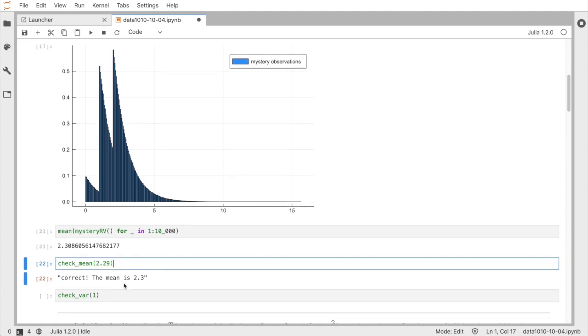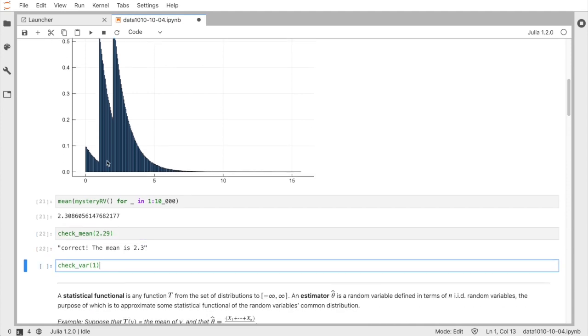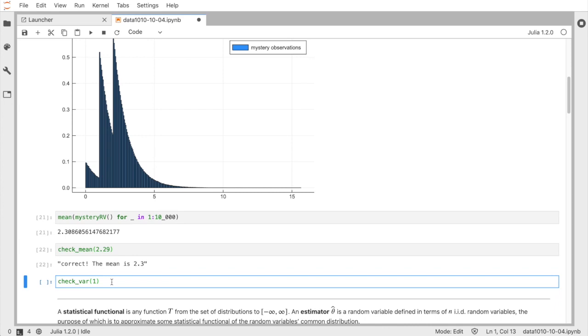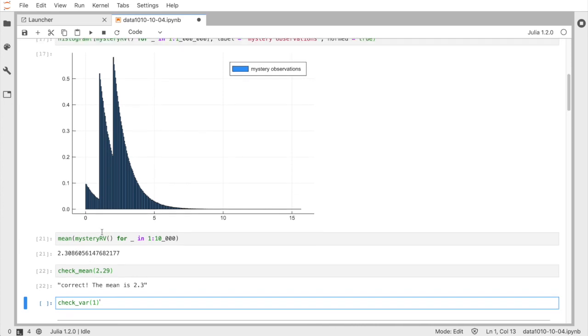So that's quite close. To find the variance, we could again try to eyeball it from the histogram, but it's going to be very hard to do precisely. It's just the average squared distance to this mean. But what we can do instead is the same idea. We can do Monte Carlo estimation, simulating the random variable whose expectation is defined to be the variance, and computing an average.